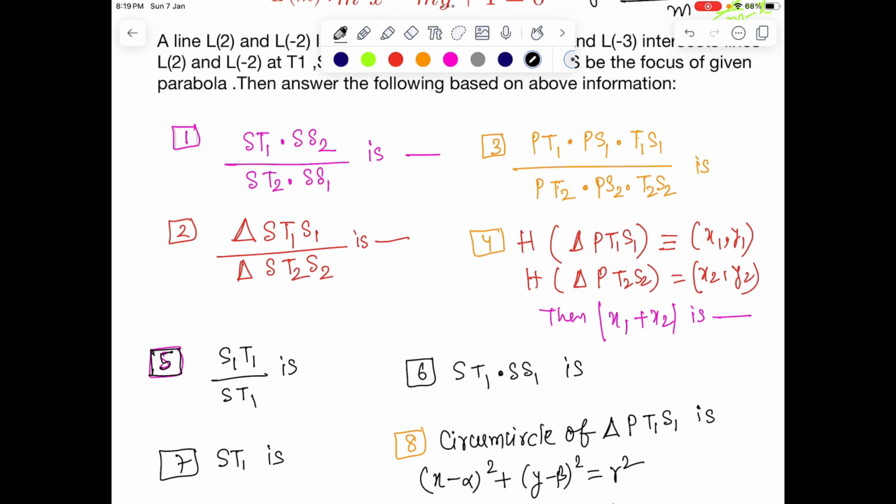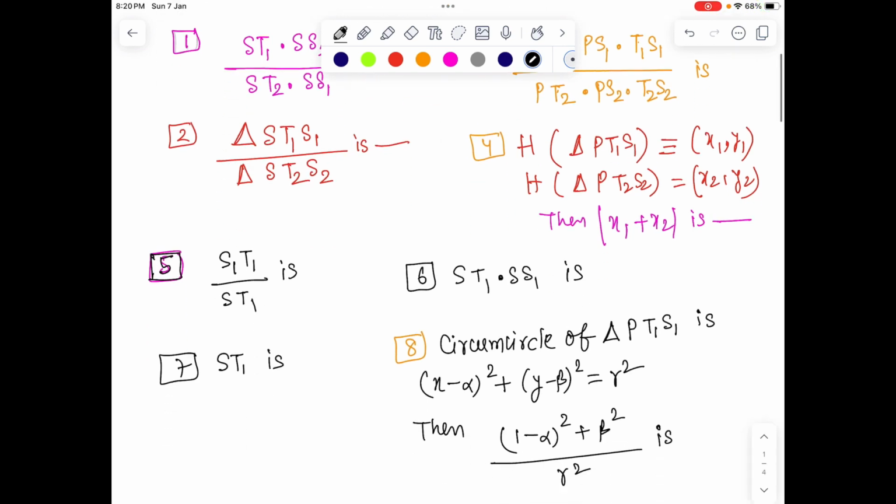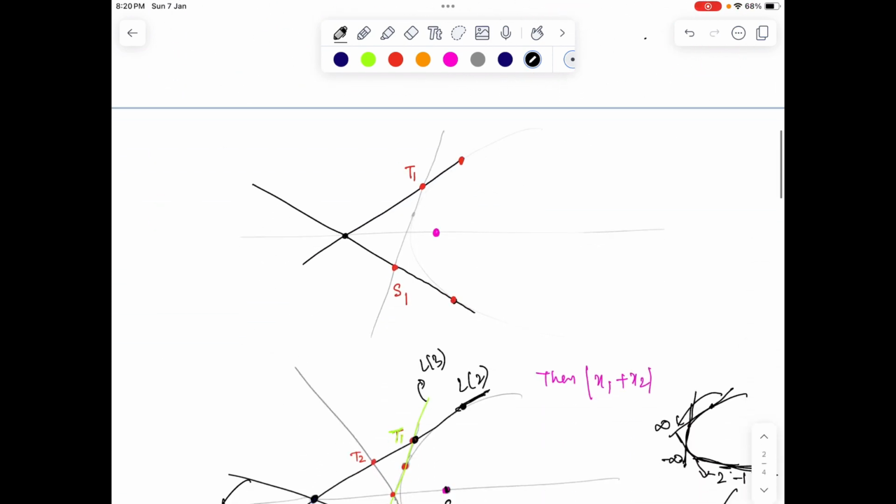As you can clearly see, before you blindly see the options, try to make sense out of the options, because many times the options are going to give you a hint of how to approach the problem. So the first question is talking about ST1 by ST2 and SS2 by SS1. Even the second question is about some lengths. Third question is the ratio of areas of two triangles. Fourth question is about the orthocenter, H denotes the orthocenter. Fifth is again a ratio of lengths. Sixth is a product of lengths, and seventh is about length, and all this.